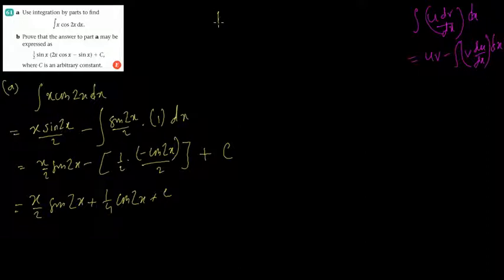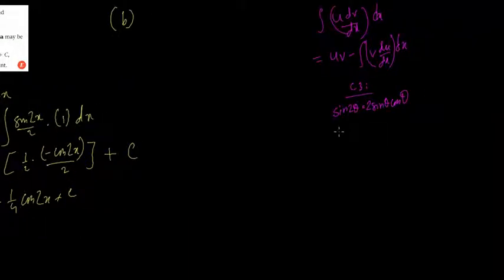In question number B, we have to use trigonometric identities to break this 2x into x. That means we have to use this C3 double angle rule, that sine 2 theta is 2 sine theta cos theta, and cos 2 theta can be written as either 1 minus 2 sine squared theta or 2 cos squared theta minus 1. Either one would do.